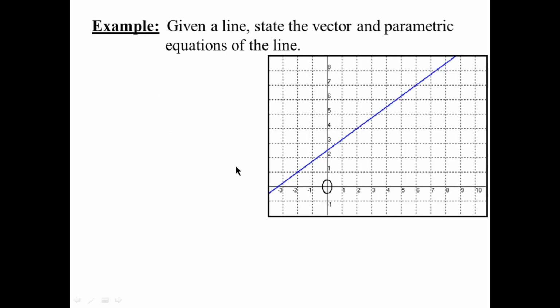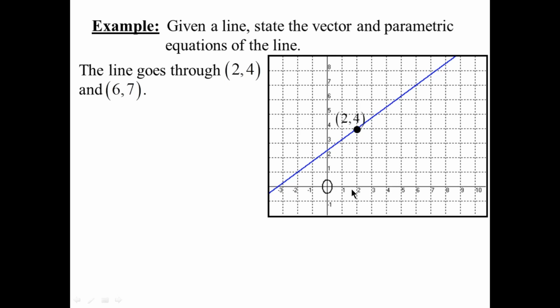Here's our line. Here's a blue line. State the vector and parametric equations of it. Well, we see that this line goes through (2, 4), and it goes through (6, 7). And so its direction vector is (4, 3). This is the direction of the line, and we can see that this is pretty obviously (4, 3). Of course, we could have just gone 6 minus 2 and 7 minus 4.